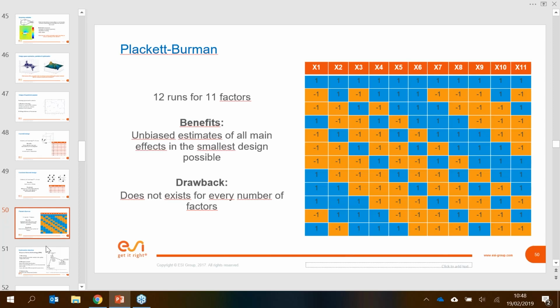And I love this one. It's blue and orange. Okay, it's corporate colors, sure.